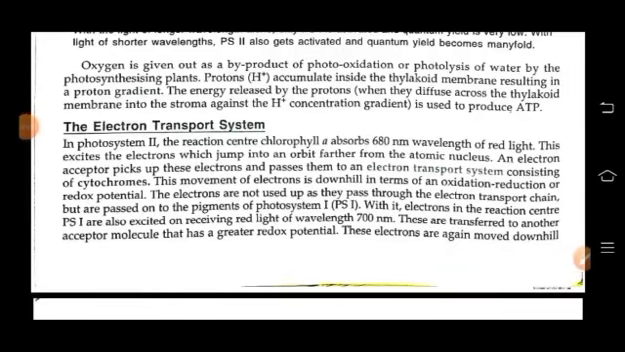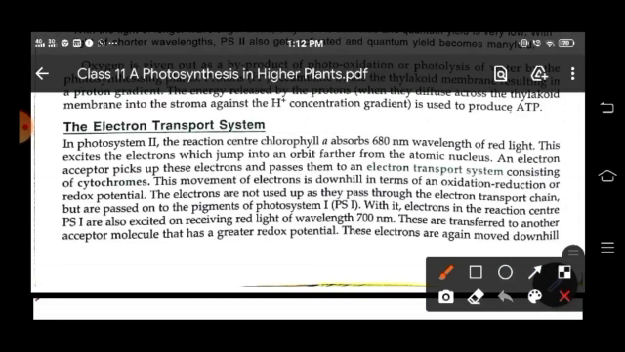In this class, again we'll continue the chapter photosynthesis, and today's topic is the electron transport system. In photosystem 2, the reaction center chlorophyll absorbs a wavelength of 680 nm of red light. Now, this excites the electron to jump into another orbit which is farther from the atomic nucleus. An electron acceptor picks up these electrons and passes them to the electron transport system, which consists of cytochromes. Now, this movement of electrons is downhill in terms of oxidation-reduction or redox potential.